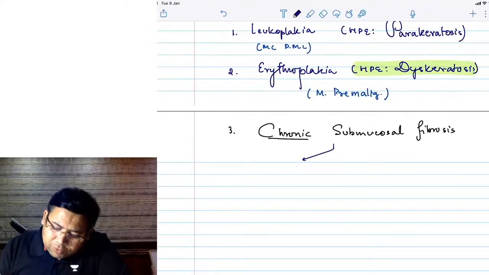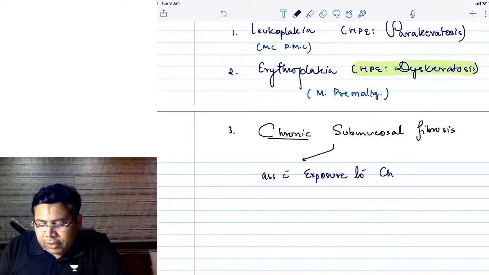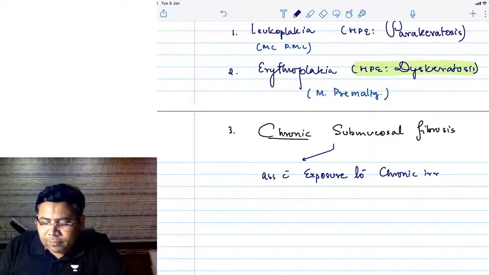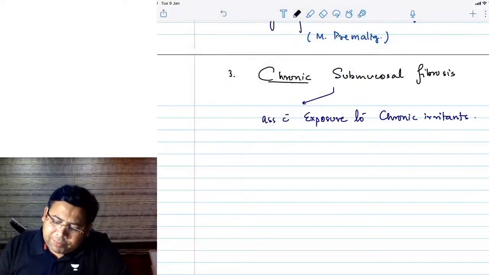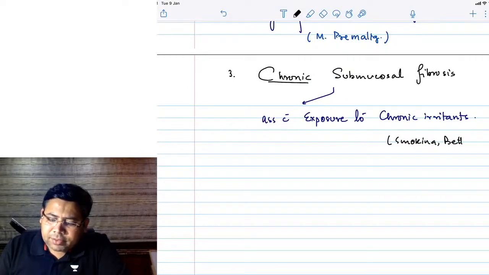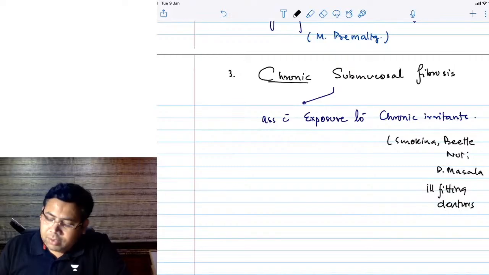Chronic submucosal fibrosis is associated with exposure to chronic irritants. When you talk about exposure to chronic irritants, how can you define this? Examples are smoking, betel nut. Then you can say pan masala, even ill-fitting dentures. What else? Spicy food.